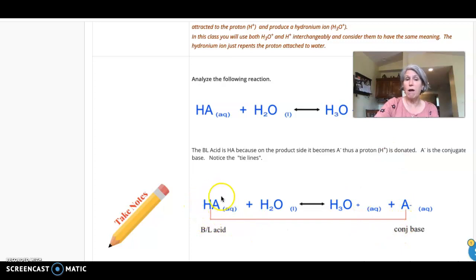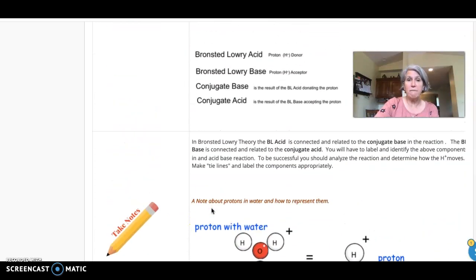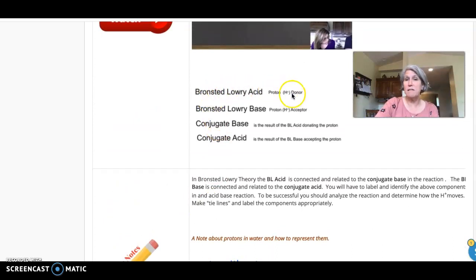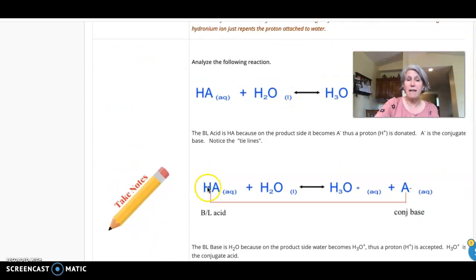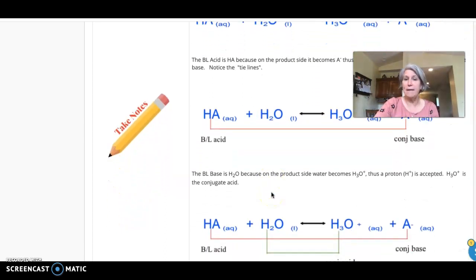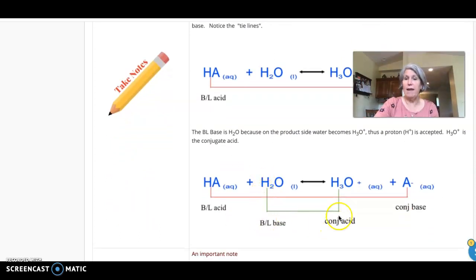This is called the Bronsted-Lowry acid because by definition, a Bronsted-Lowry acid is a proton donor. You can see from this equation that the HA gave up a proton, and notice it's A minus. It's not just A, it's A minus because it gave away a proton. Well, where did that proton go? Take a look at the water here, and the water gained a proton. So this is a Bronsted-Lowry base, as I'm showing you right here. And this is what the Bronsted-Lowry base becomes.